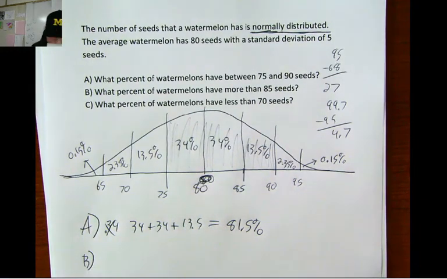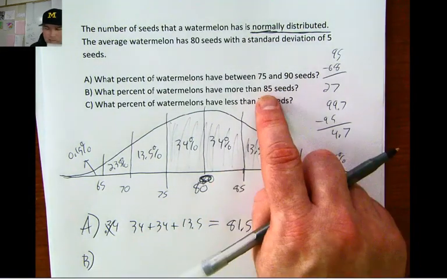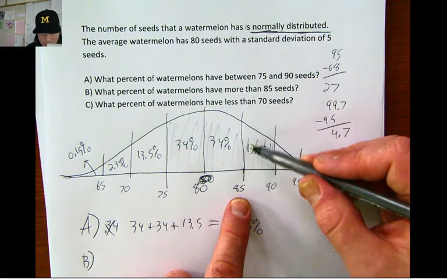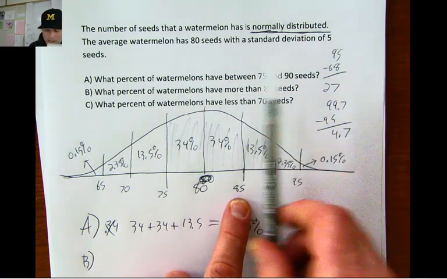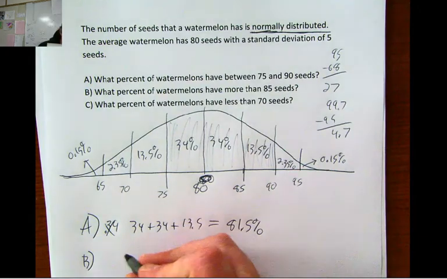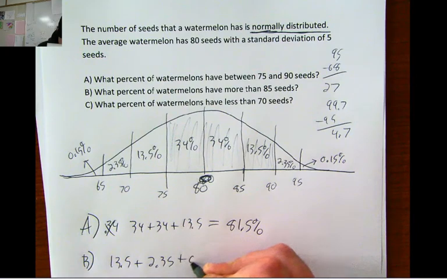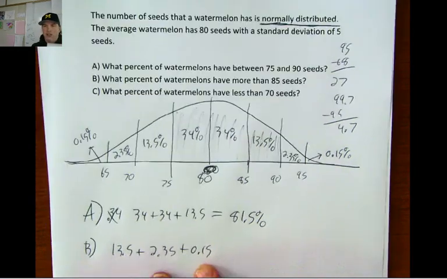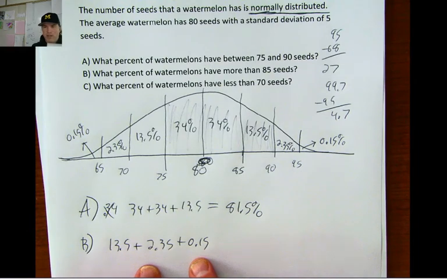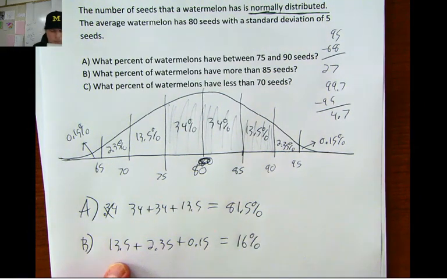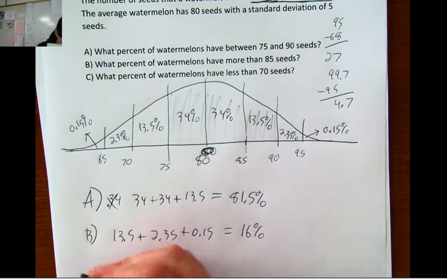Part B. More than 85 seeds. Well, if you're going to go more than 85 seeds, that could be anything over here. More than 85. That's these three sections. So it's 13.5 plus 2.35 plus 0.15. Let's see. 2.35 plus 0.15, that adds up to 2.5. 2.5 plus 13.5, that works out to be 16%. And then the last one, part C.